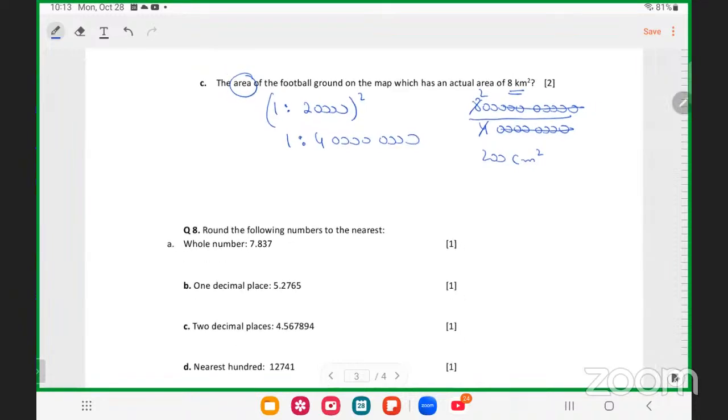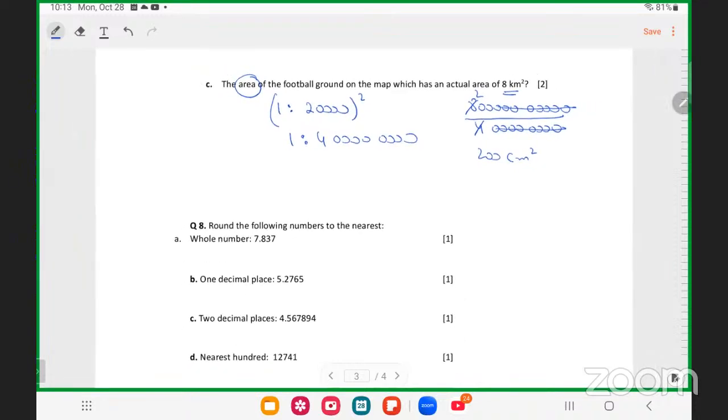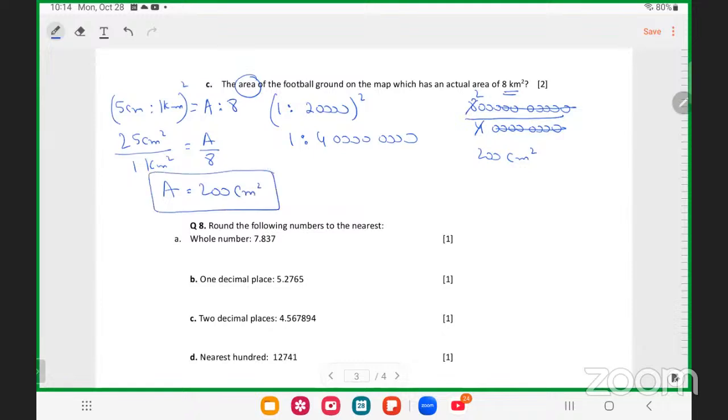You can use alternative methods also. For example, 5 centimeter is to 1 kilometer is equal to A is to 8 kilometer square. So if you're talking about kilometer square, you have to square the scale. 25 centimeter square over 1 kilometer square is A upon 8. If I cross multiply, A will be 8 into 25, which is 200 centimeters square once again. So whatever method you want to choose, you can do that.